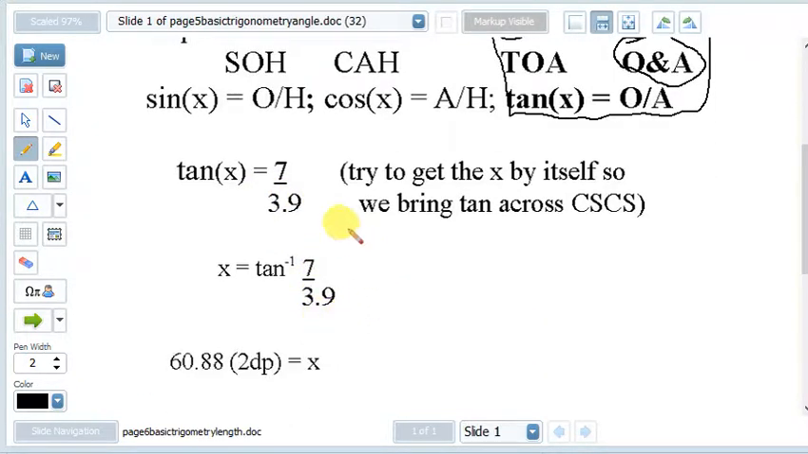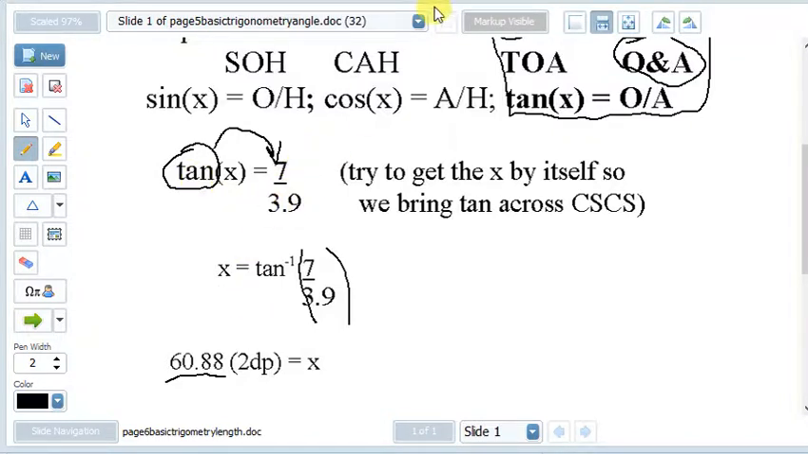Now with any solving equation we're trying to get the x by itself, or the unknown by itself, so we've got to circle the tan and move it across to the other side, and it becomes tan to the minus 1, or inverse tan. So x equals tan to the minus 1 of 7 over 3.9, and if you put that into the calculator you would get 60.88, and that's degrees because it's an angle.